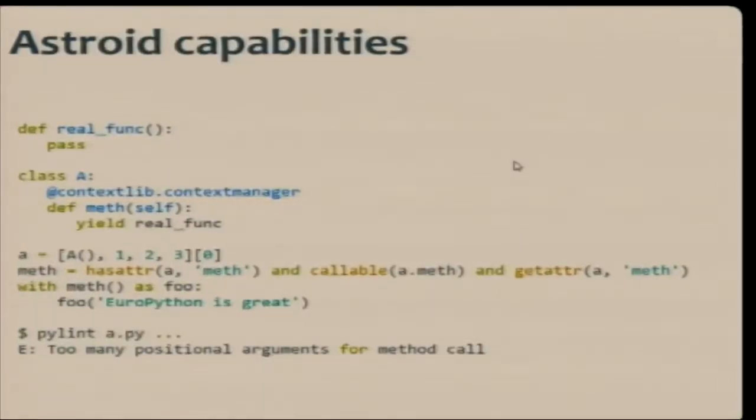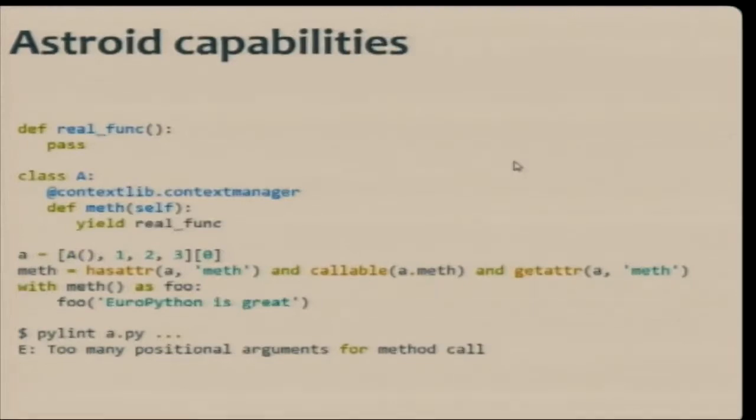Here's a more complex example of Asteroid capabilities. As you can see here, Asteroid understands list indexing, understands hasattr, callable, getattr. At that particular line where math is retrieved, hasattr will return true because A has the method called math, and A.math is callable. And getattr math from A will return the math object. So it will be like true and A.math, and in this particular case, the last value, which is also true, will be returned. So math will be A.math.